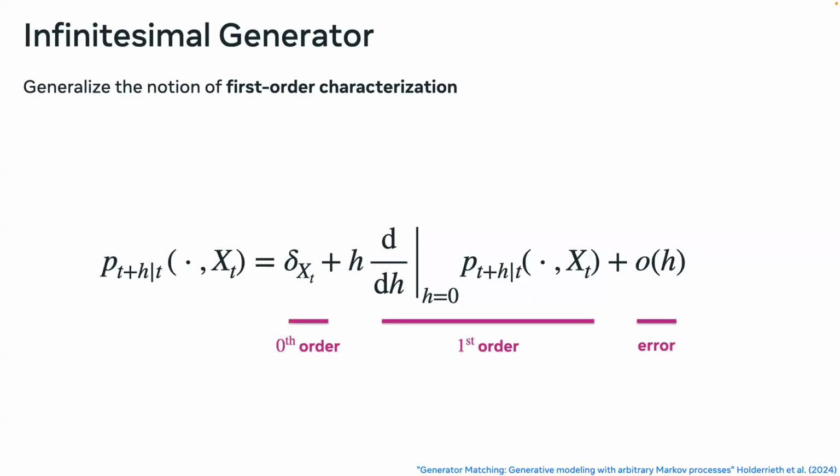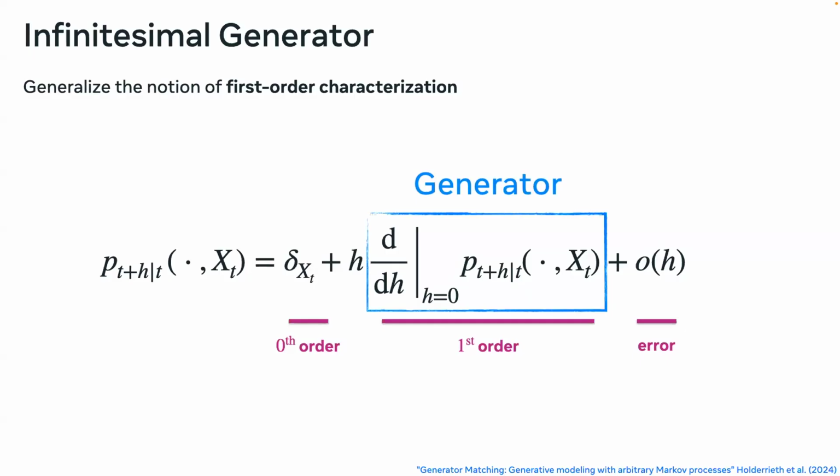And the zeroth order is you just stay at x_t, right? The first order is this thing that we call the generator. And then the rest is just some error that, once you take h small enough, you can sort of ignore. There's something really nice about the first order approximation. And really, this is what I think is allowing, for example, diffusion models to be trained very, very stably.